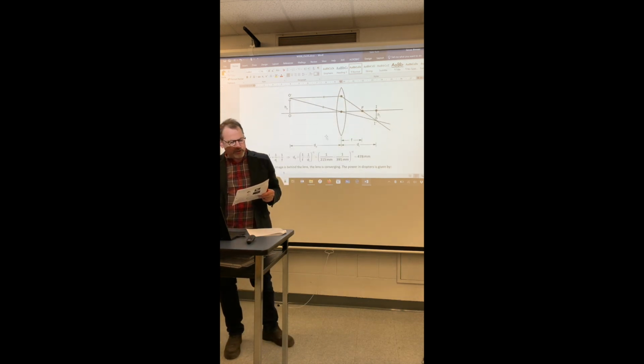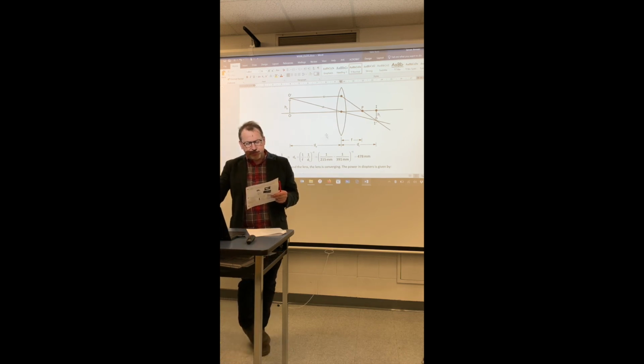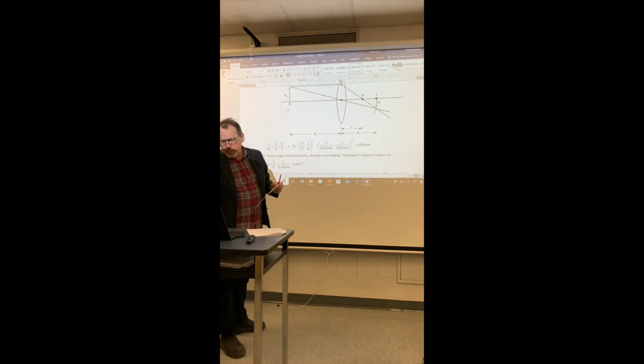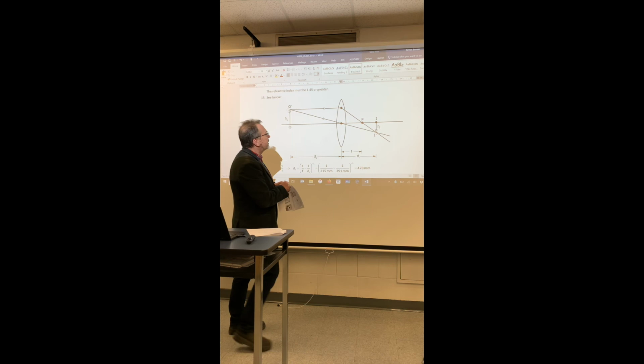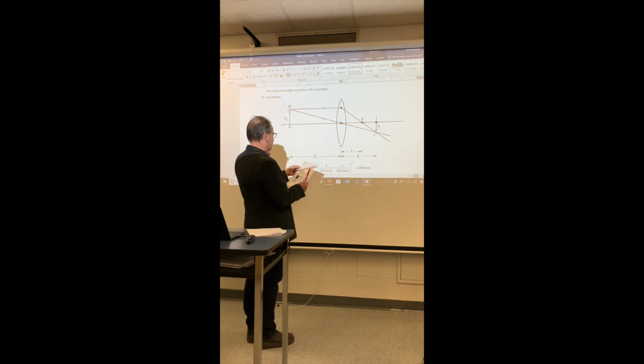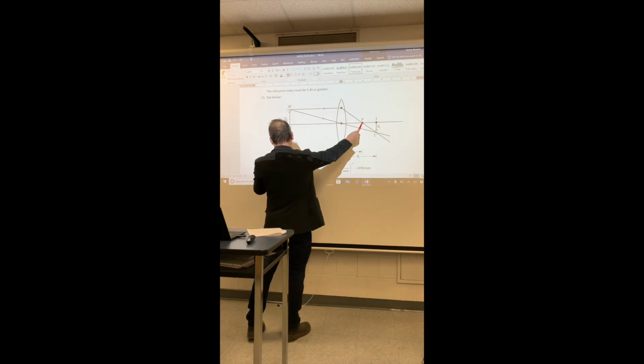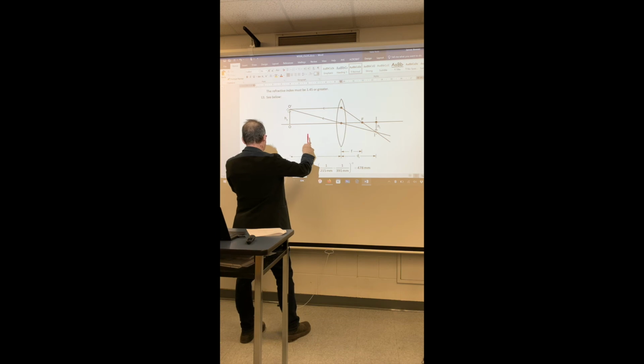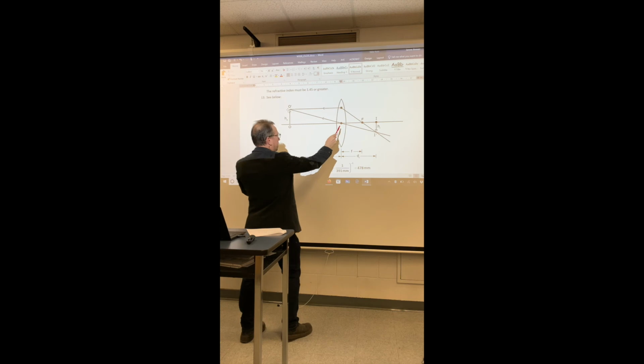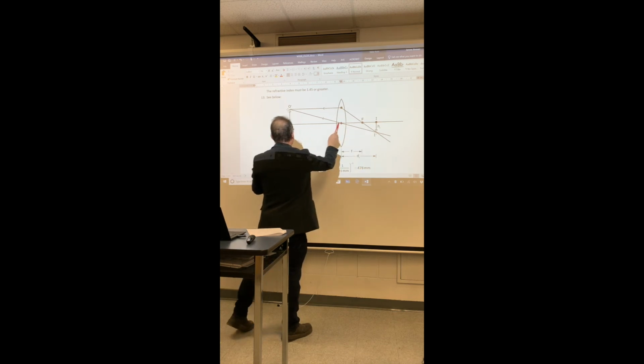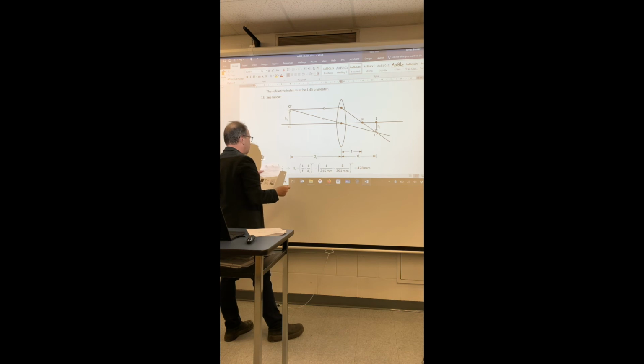Okay, question 13. A sharp image is located 391 millimeters behind a 215 millimeter focal length converging lens. Find the object distance by calculation. Okay, so here's the diagram. Let's see, what are we told here? The focal length from here to here, that's 215, that's F. The image is 391. No, sorry, the image here is 391. So we want DO, the distance to the object.